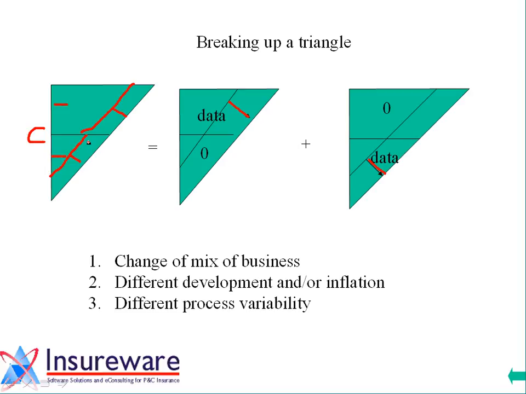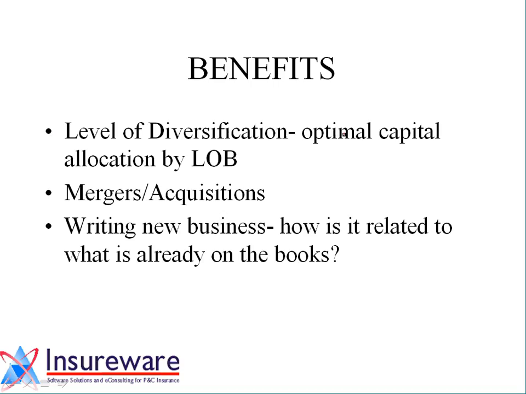It gives you really a lot of flexibility, so it might be due to a change of mix of business. This development is not the same as that. That inflation is not the same inflation. Development patterns might not be the same. And the other thing is that the process variability here, because you might be running a much larger volume, could be different to the process variability there. So that's another reason for breaking up a triangle.